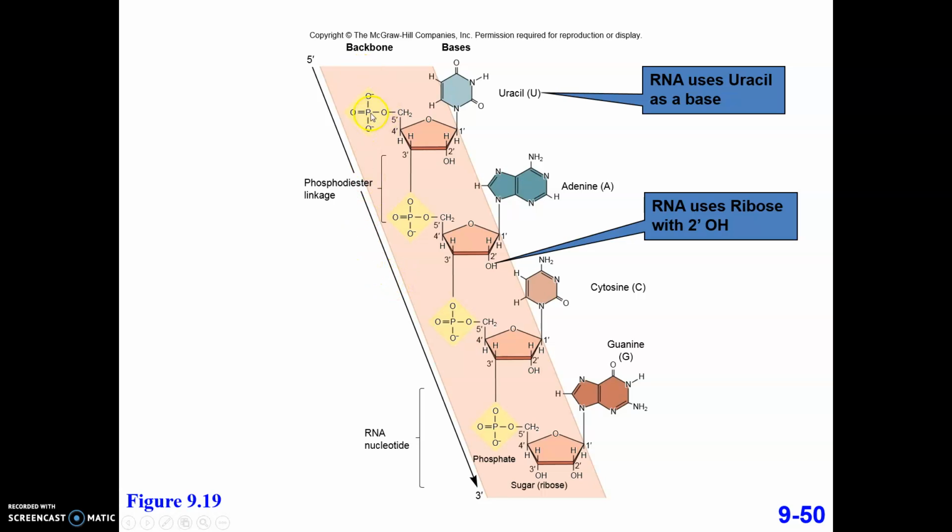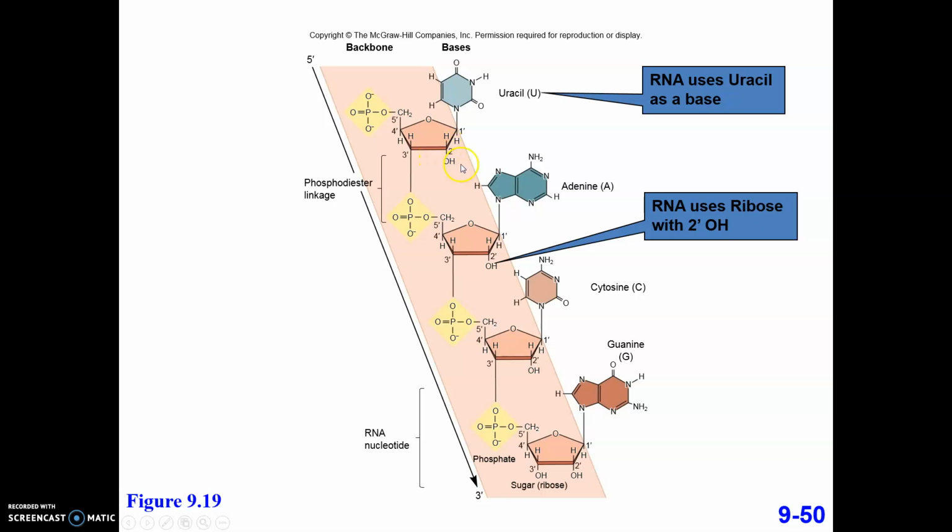So here we have the phosphodiester backbone. So we have phosphate, sugar, phosphate, sugar, phosphate, sugar, phosphate, sugar. Still has that same 5' to 3' directionality. So here's phosphate, carbon 5, carbon 3, phosphate, carbon 5, carbon 3, and so forth. The one major difference is this is ribose, not deoxyribose. So we have an OH group at carbon number 2 instead of just a hydrogen.